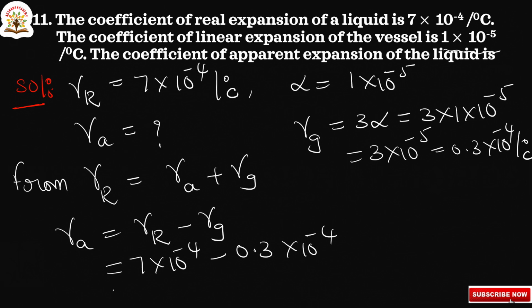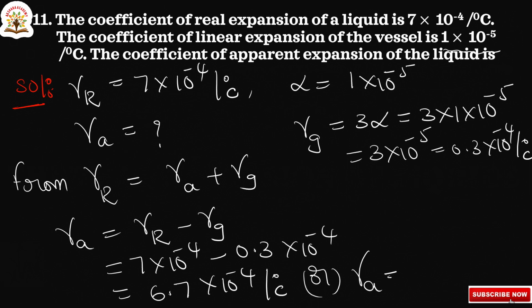So, here 10 to the power of minus 4 is common, 7 minus 0.3, it becomes 6.7 into 10 to the power of minus 4 per degree centigrade, or we can write gamma A is equal to 67 into 10 to the power of minus 5 per degree centigrade. Okay, gamma A is equal to 67 into 10 to the power of minus 5 per degree centigrade. Okay, next we will go to the next.